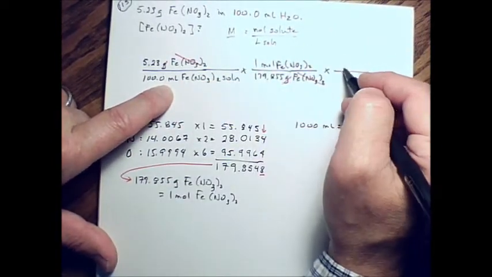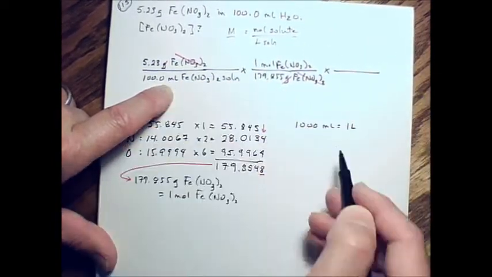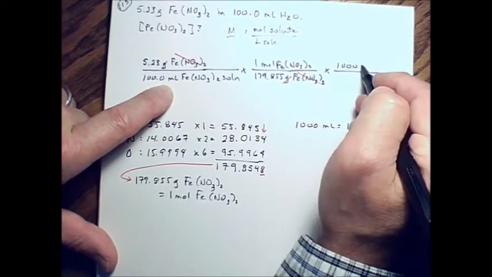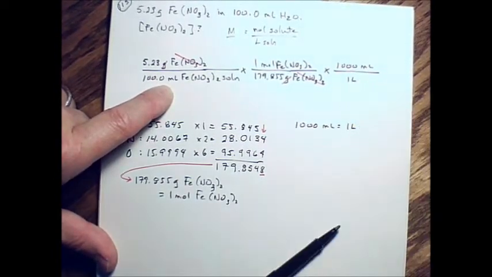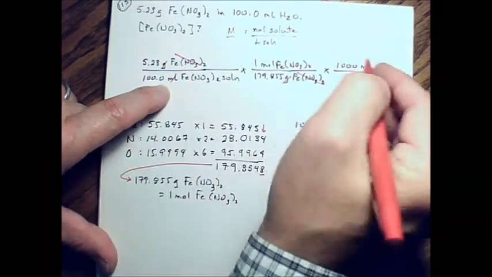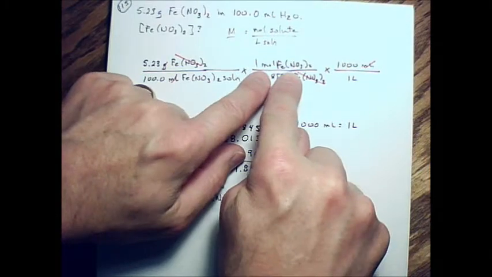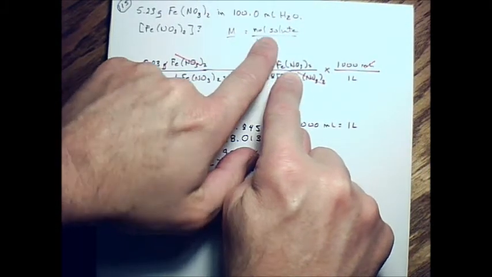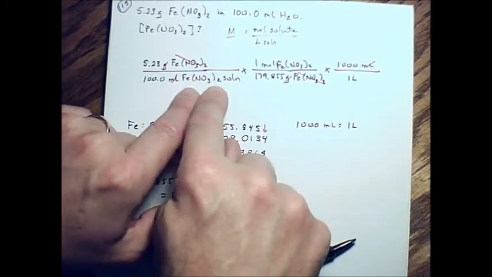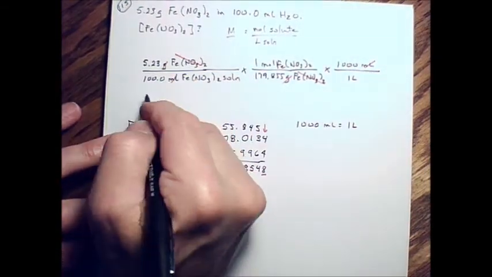So the milliliters are going to go on the top this time. I want to cancel milliliters. 1,000 milliliters go on the top, 1 liter on the bottom. That allows me to cancel just the milliliters. And as a result, then we've got moles of FeNO3, which is our solute, over liters of the solution. And all we have to do is plug in and do the math. Let's do it.